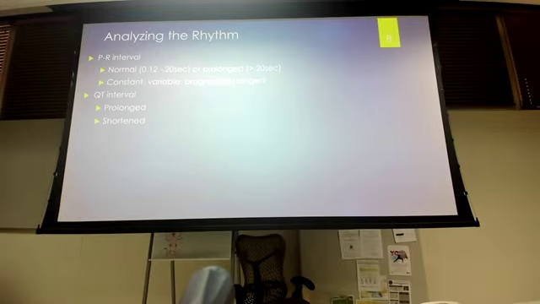We've got to look at those PR intervals. If I have PR intervals, they should be consistent from beat to beat to beat. If instead I'm looking at that PR interval, it's getting longer and longer and longer, there's a problem at the AV node. There's something that's blocking that direct depolarization down to the ventricle.